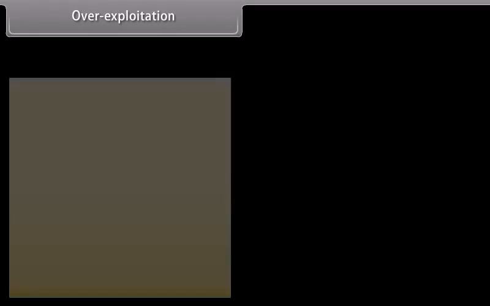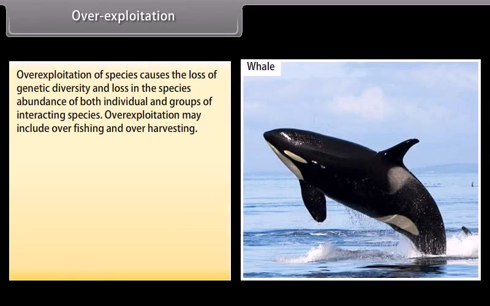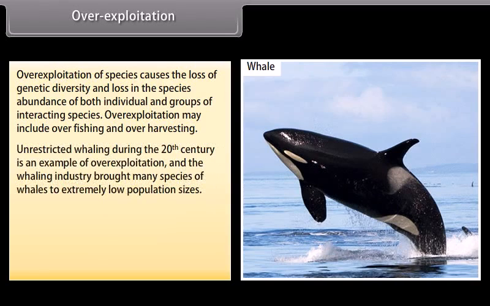Overexploitation. Overexploitation of species causes the loss of genetic diversity and loss in the species abundance of both individual and groups of interacting species. Overexploitation may include overfishing and overharvesting. Unrestricted whaling during the 20th century is an example of overexploitation, and the whaling industry brought many species of whales to extremely low population sizes.